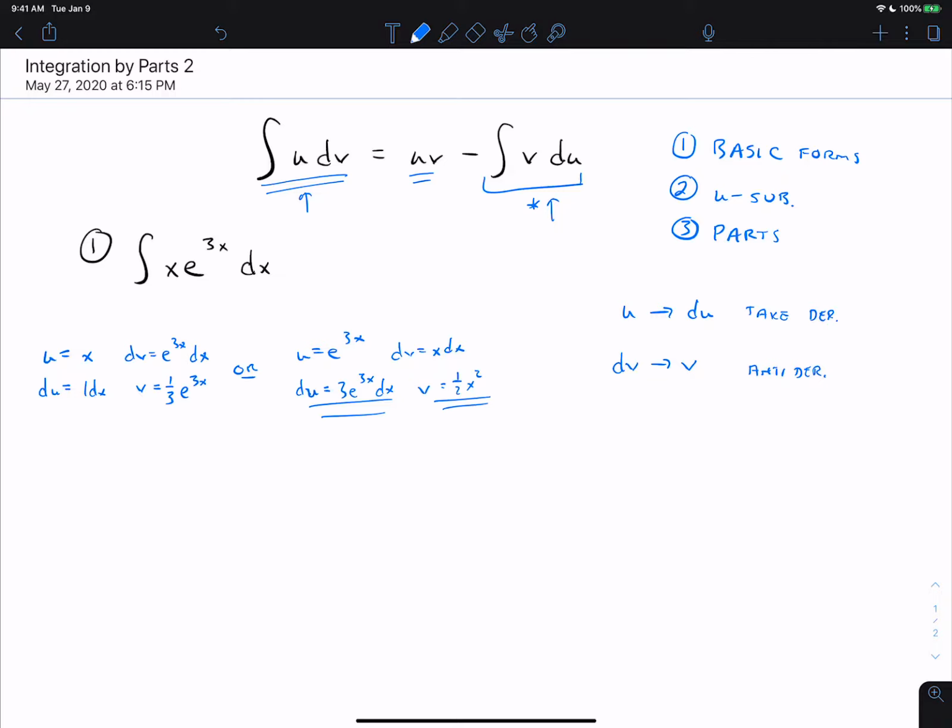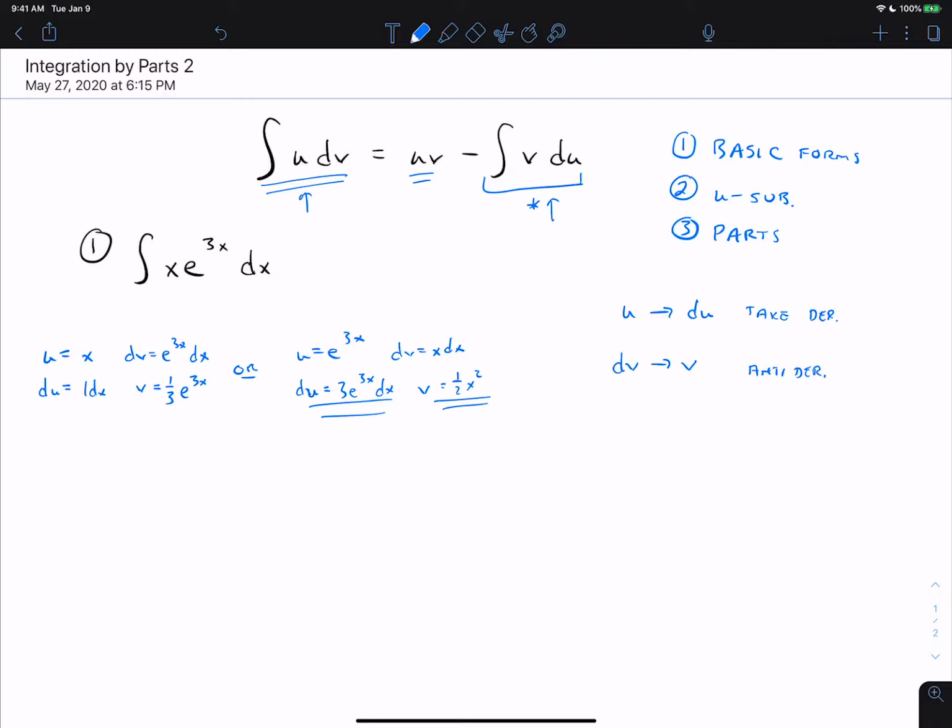Looking at the integral to begin with, if I take x, I'm either going to take its derivative, which means x is going to go away, or I'm going to take its antiderivative, which means x is going to go up a power and become basically x squared. When I use e to the 3x, if I take its derivative, it's going to stay e to the 3x with a coefficient in front. If I take its antiderivative, it's going to stay e to the 3x with a different coefficient in front. So no matter what, e to the 3x is going to be in the new integral.